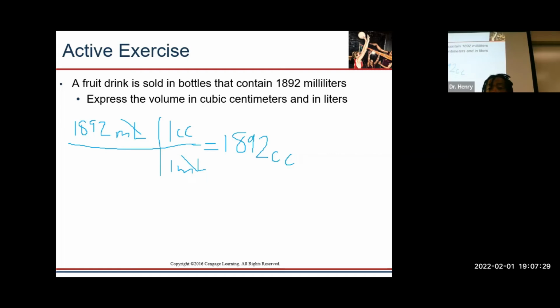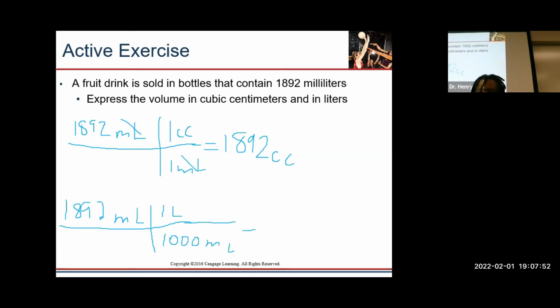Okay, what about liters? Okay, said 1 liter over 1,000 milliliters. Man, those multiples of 10, so beautiful, aren't they?